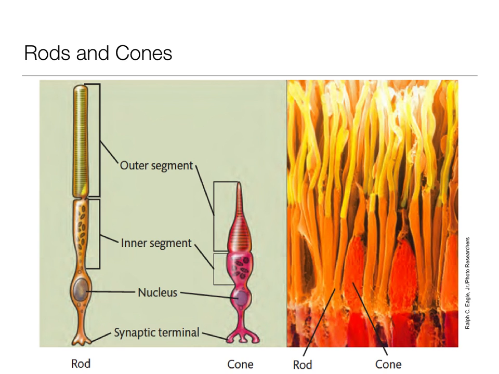Here's another picture of rods and cones. You can also see that the rods are typically longer than the cones, but we still have the nucleus and the synaptic terminals, and then this outer segment is where the magic's happening in terms of that conversion of electromagnetic radiation into neural signals.